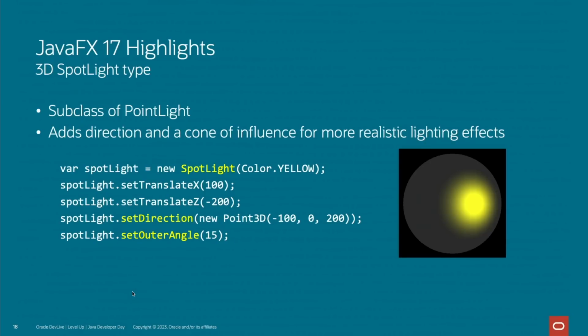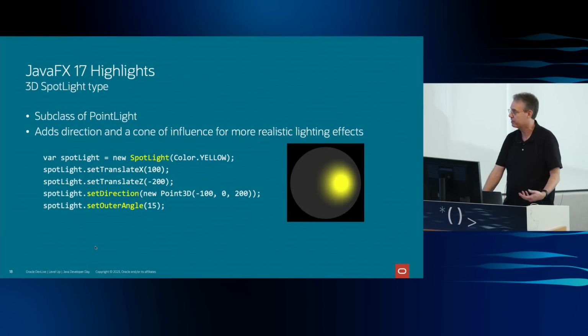3D spotlights, so we added 3D lighting for JDK 8. And at the time, we only had point light with no attenuation, which was added later, and only ambient. So we didn't have a directional light, we didn't have a spotlight, and we didn't have attenuation. Well, attenuation was added back in, I think, JavaFX 15 or 16. Well, in 17, we also added spotlights. And so that adds direction and a cone of influence to give you more realistic lighting effects.